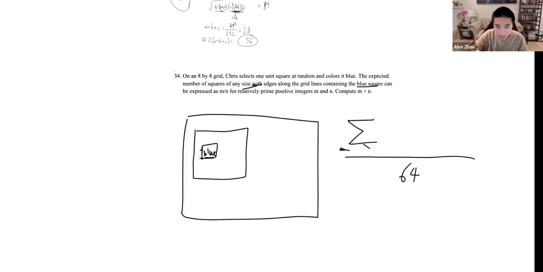For each blue. Oh, this is annoying. Sorry, technical issues. I think the new Zoom version is strange.